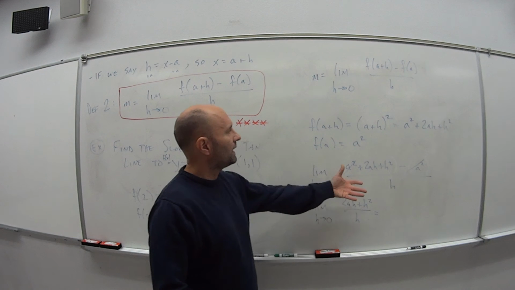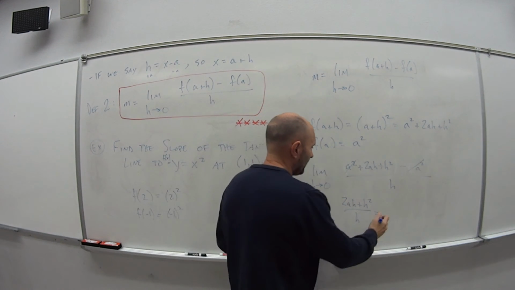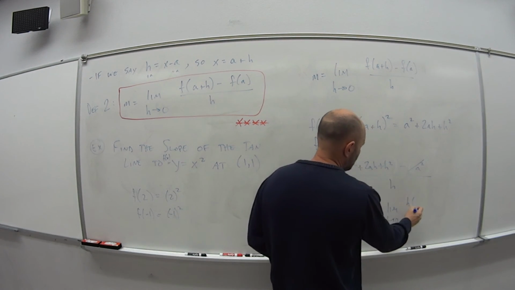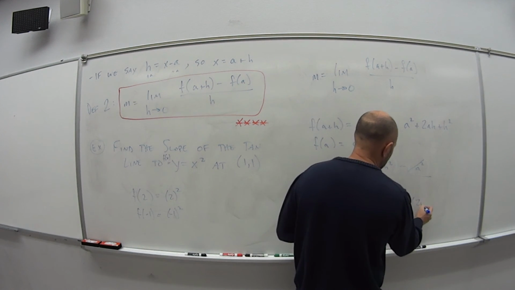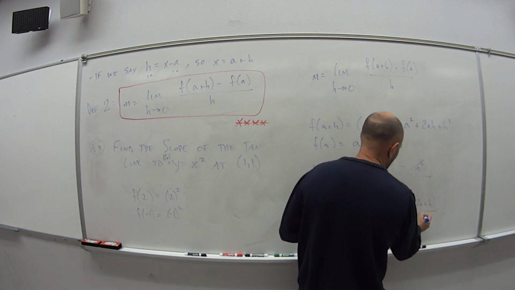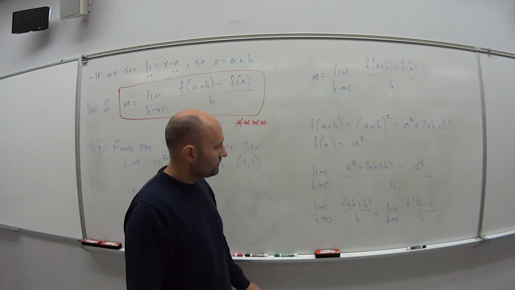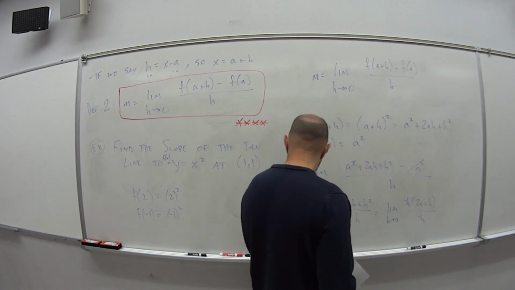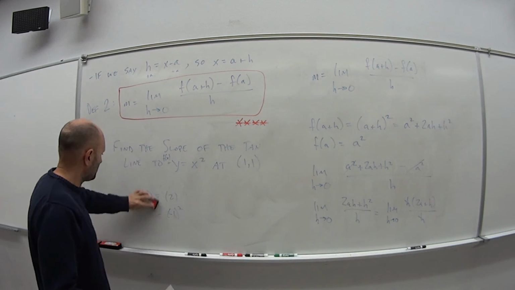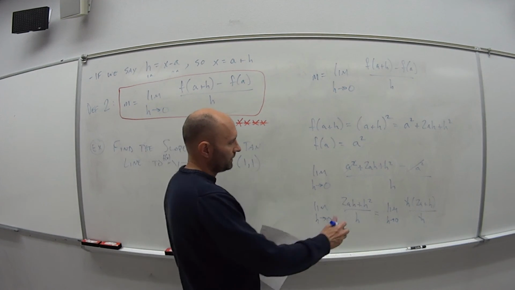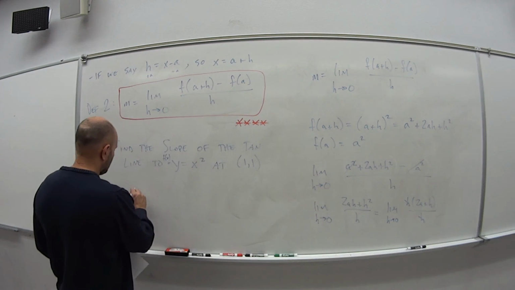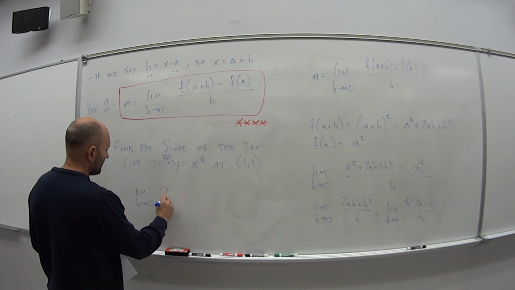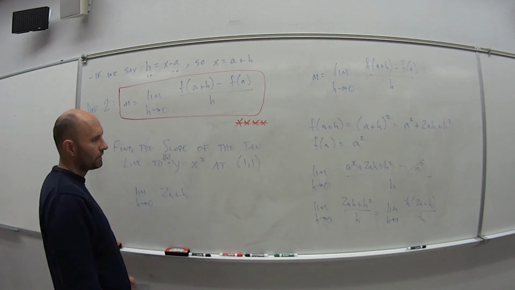So now what? As I was saying, you should be able to factor out an h, which we can. So we have the limit as h goes to 0. Factor out an h in the numerator, you get 2a plus h all over h. So these h's cancel. Come back over here, run out of board space there for you. So we get what? We get the limit as h goes to 0 of 2a plus h.